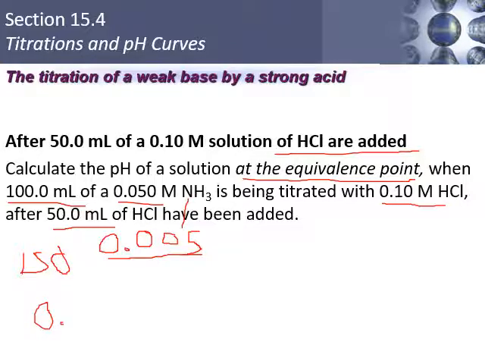The only thing left over at this point is going to be the NH4 plus, 0.15 liters. And we're going to have this many moles here, 0.005 moles, because that's how many moles we had of the NH3 to start with, and so that's also how many moles of HCl would have to be added. So we have this many moles of NH4 plus divided by the total volume of 0.15 liters.